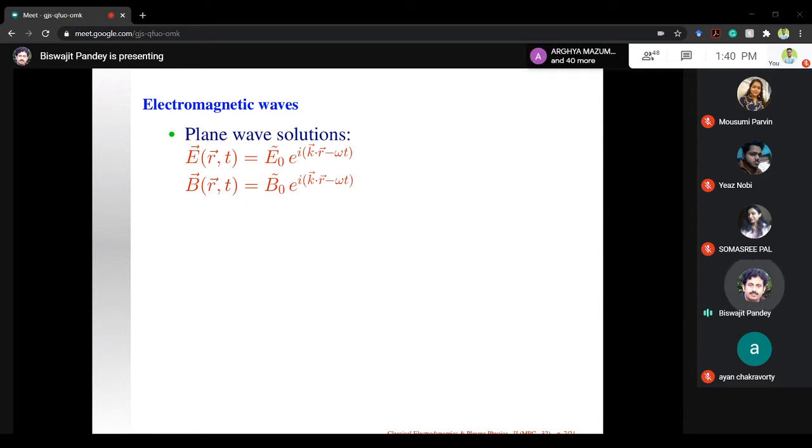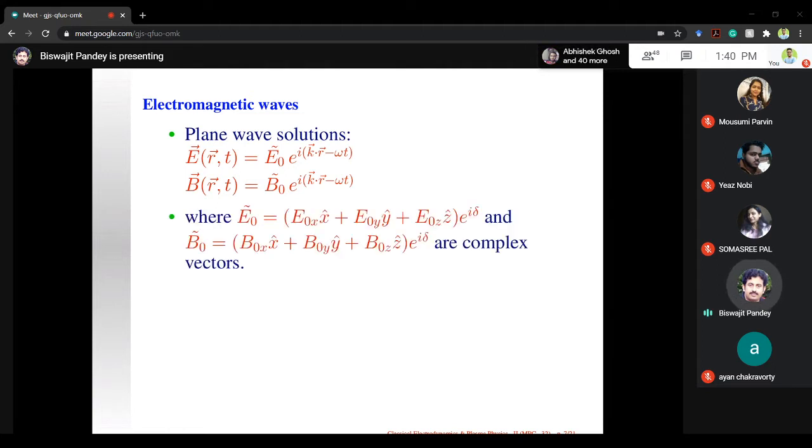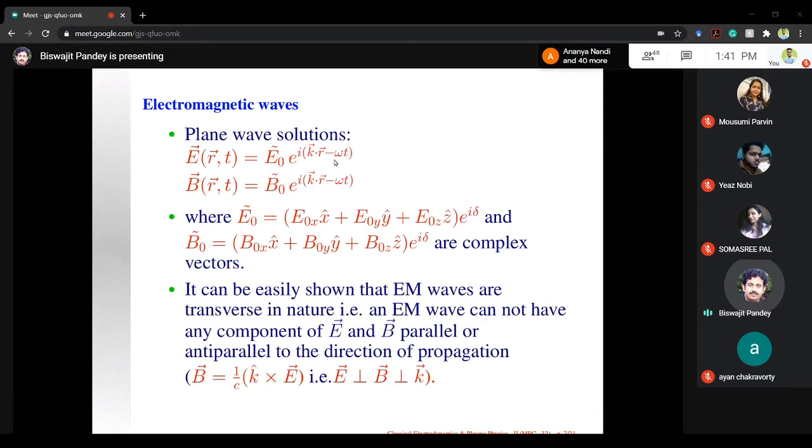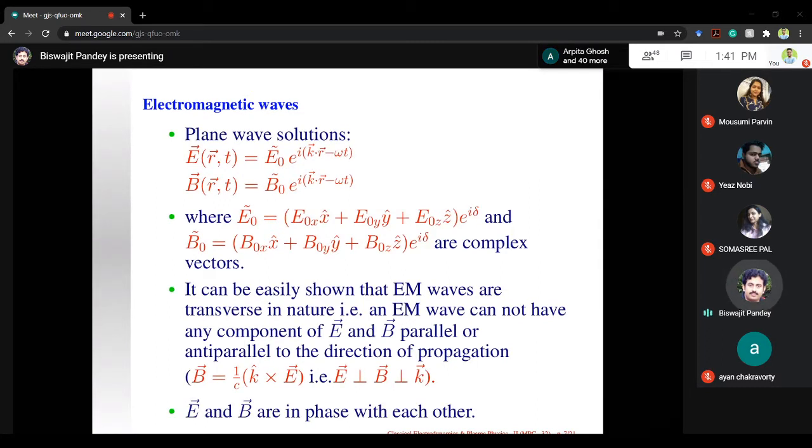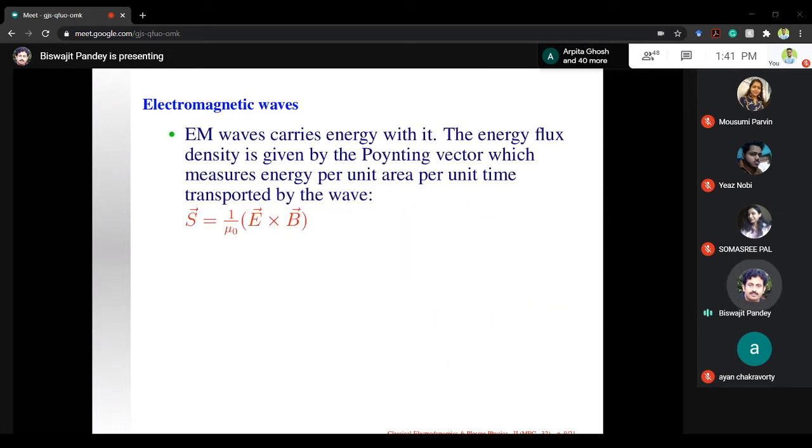And we can write down the waves in terms of plane wave solutions, where the waves have a complex amplitude because it incorporates the phase e to the power i delta inside them. k is the wave vector, omega is the frequency, and they have a transverse nature, that is, the electric field, magnetic field, and the propagation wave vector are mutually orthogonal to each other, and the electric field and magnetic field are in phase with each other. Those things have been discussed.